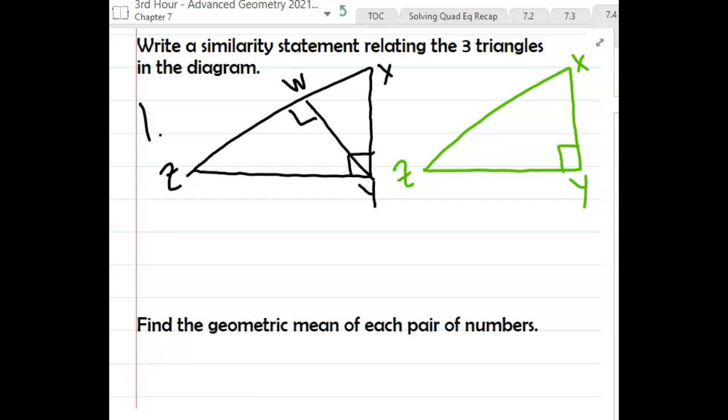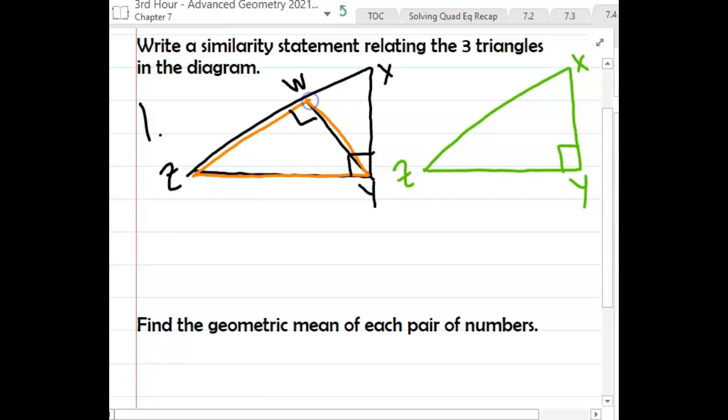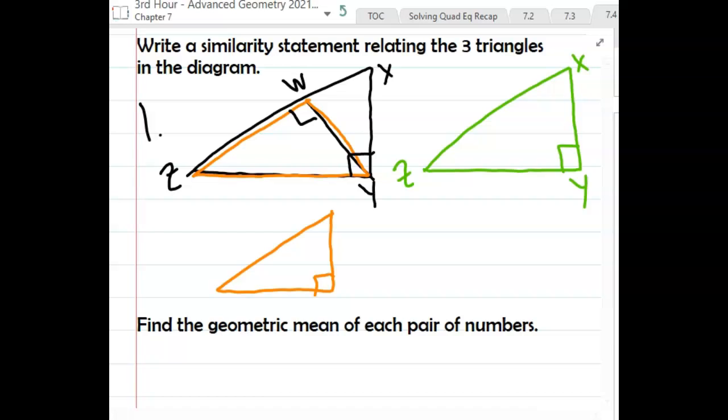Now, my other triangle, the next one, is going to be this one over here on the left. It's going to make it easier when you write your similarity statement if you draw it so it looks like this. It's going to be smaller, but it still should have that right angle. The easiest vertex to label would be the right angle.